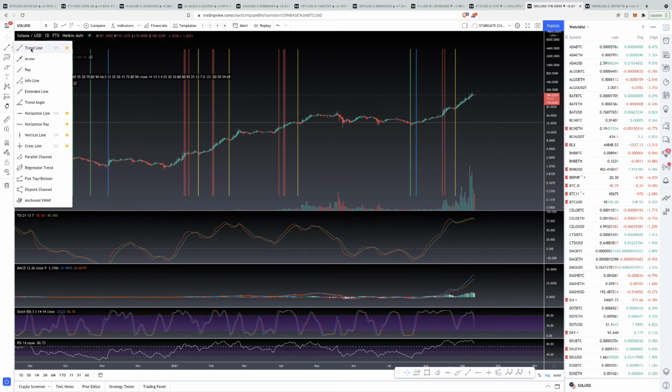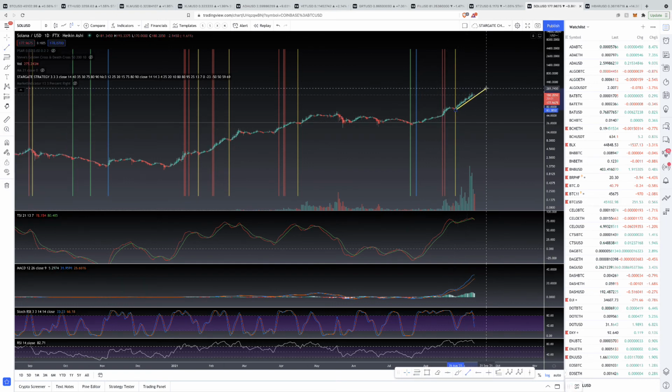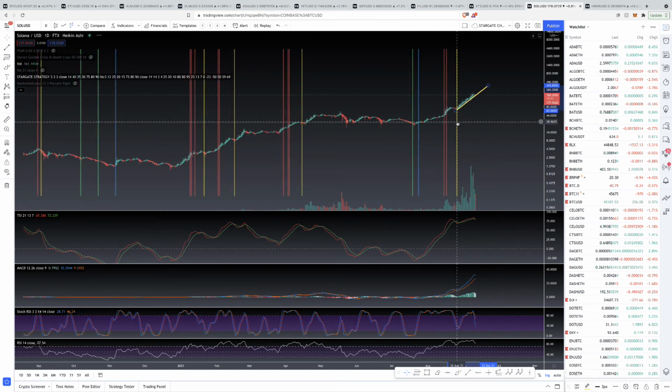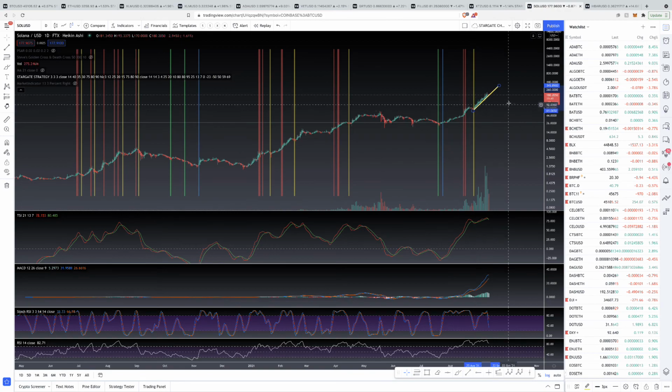Then we have this trend line here playing out. It's likely that if we break that, we're going to see prices fall way back down, maybe to $100. If that's the case, we're going to scoop up a lot of Solana. So that's what you want to watch out for with Solana.